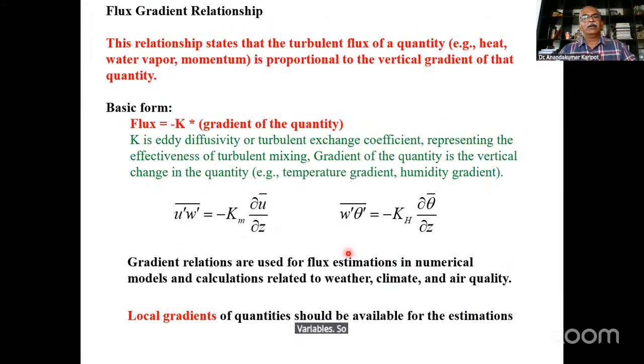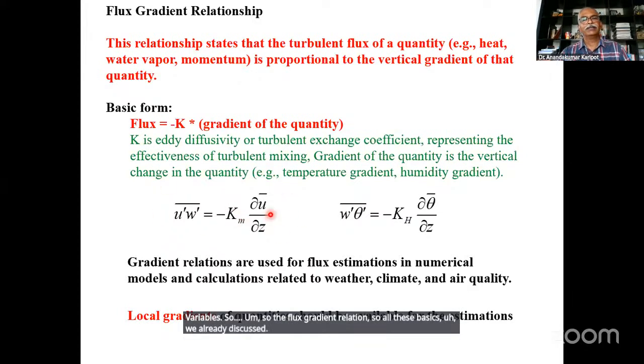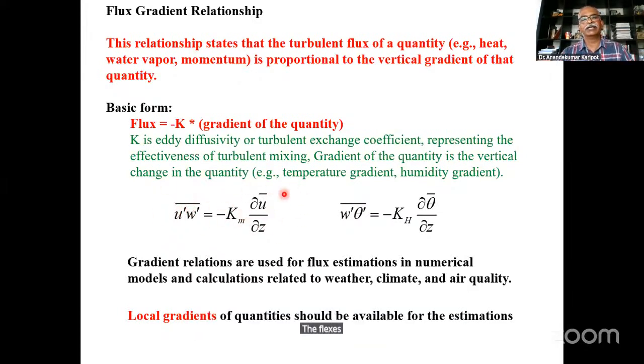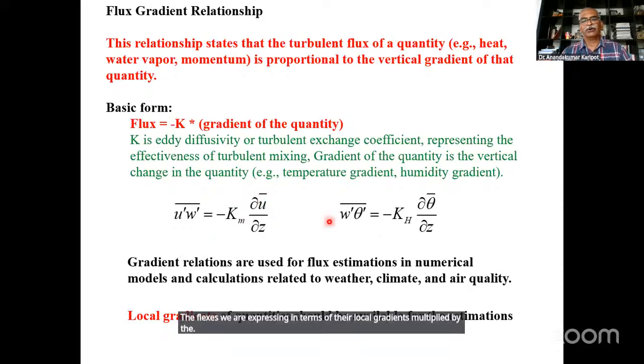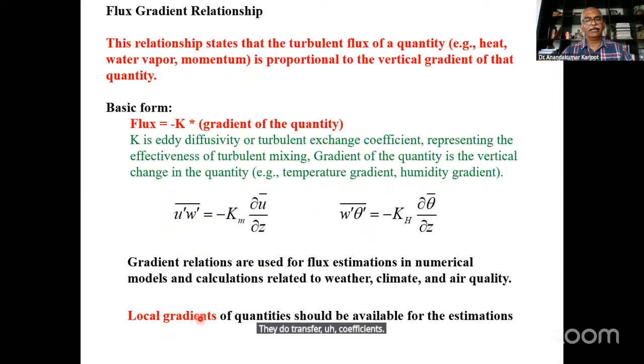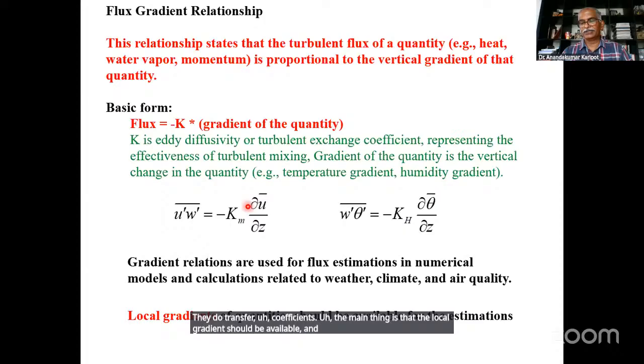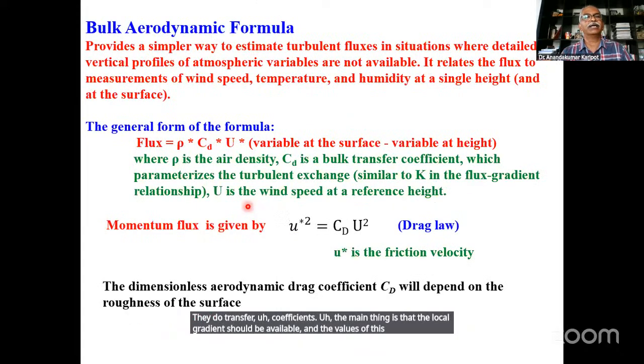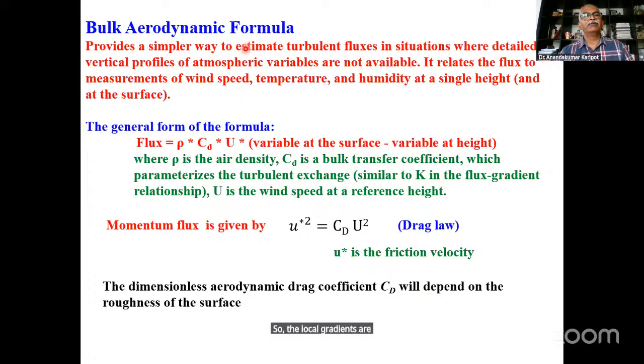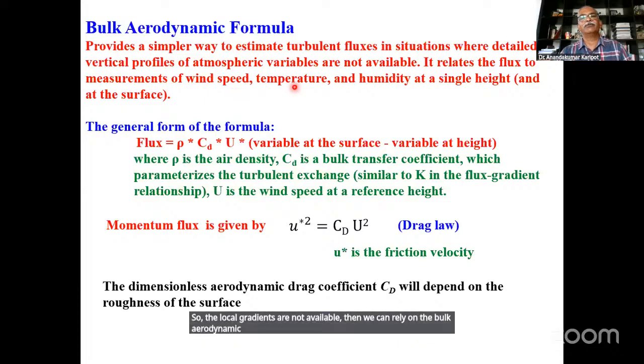So the flux gradient relation, all these basics we already discussed. The fluxes we are expressing in terms of their local gradients multiplied by the eddy transfer coefficients. The main thing is that the local gradients should be available, and the values of these coefficients K. So if the local gradients are not available, then we can rely on the bulk aerodynamic formula.